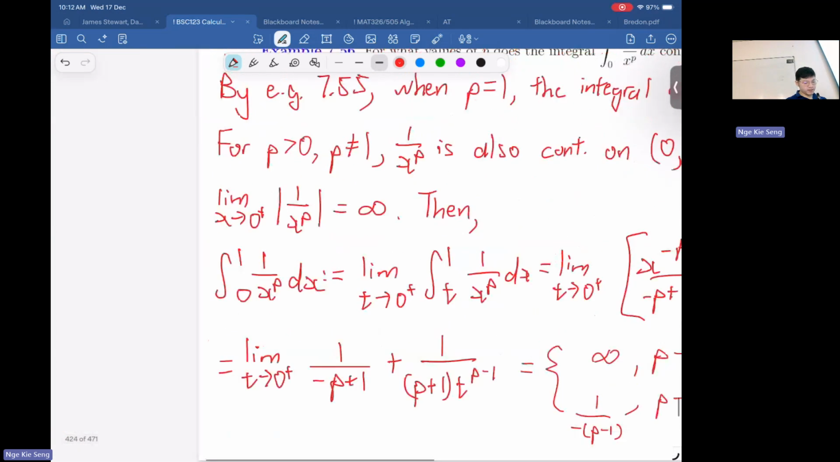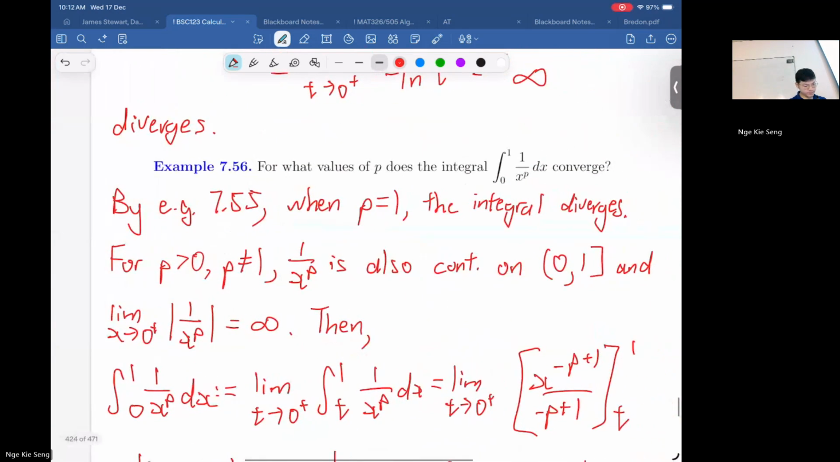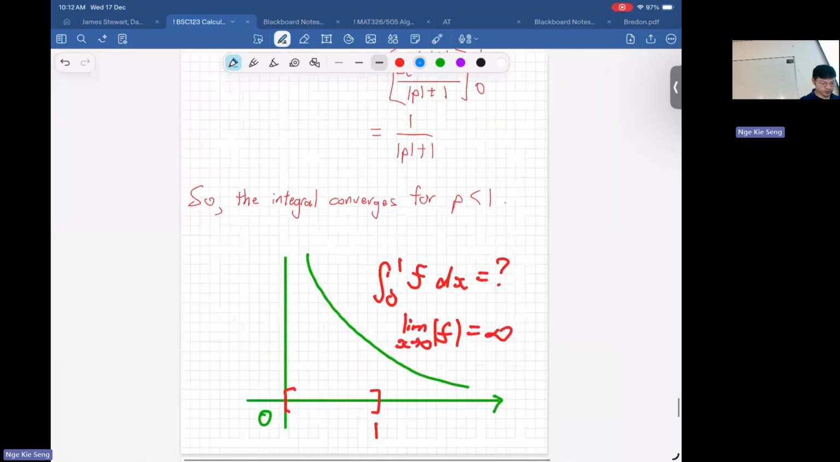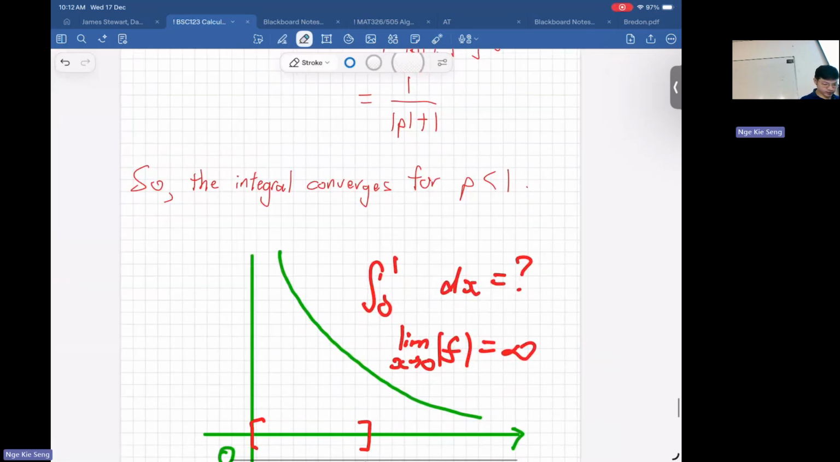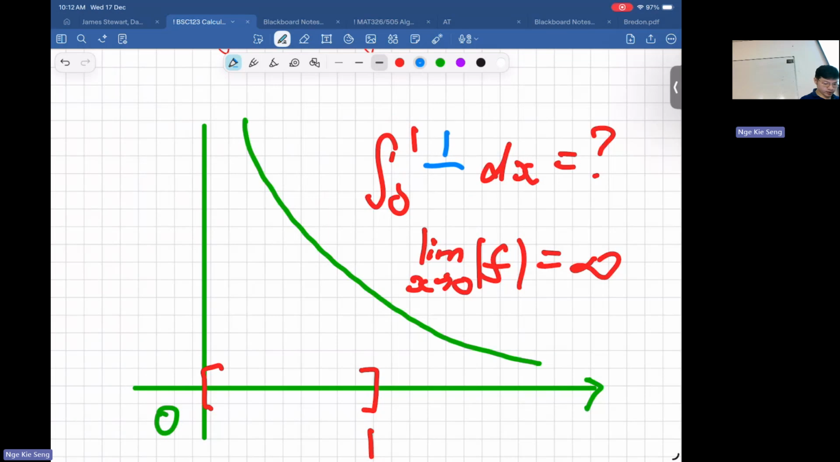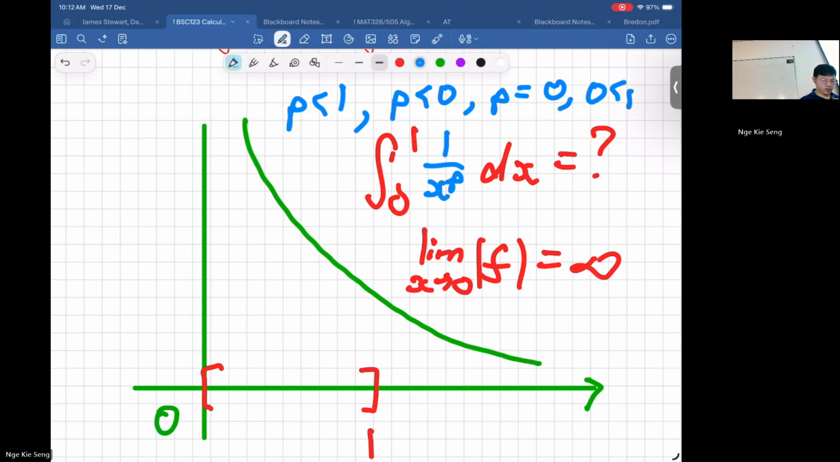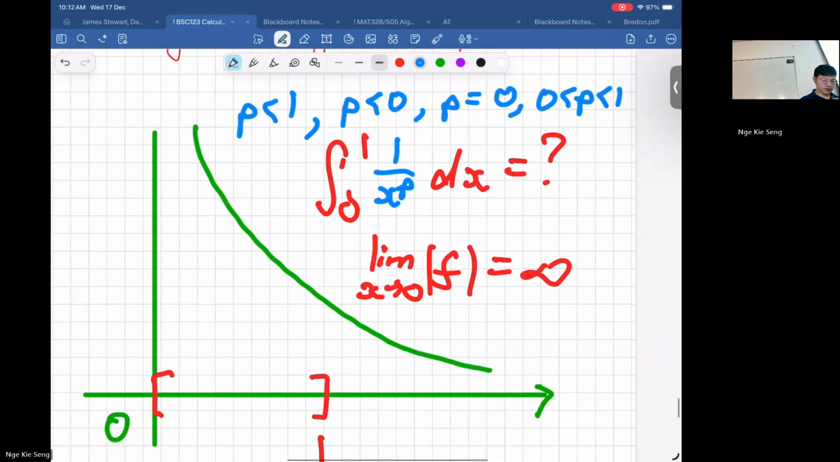Okay, so when p is less than 1, what does it mean? When p is strictly less than 1, what kind of function do you get? Let's say this is 1 over x to the p, and then p less than 1. What could happen here? Either p is less than 0, p equals 0, or p is in between 0 and 1.